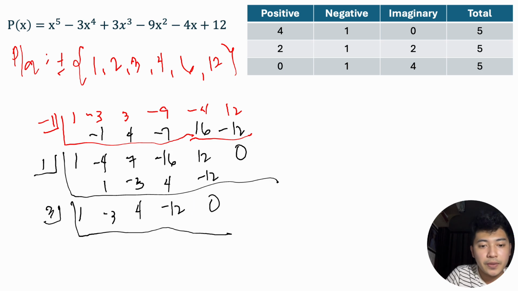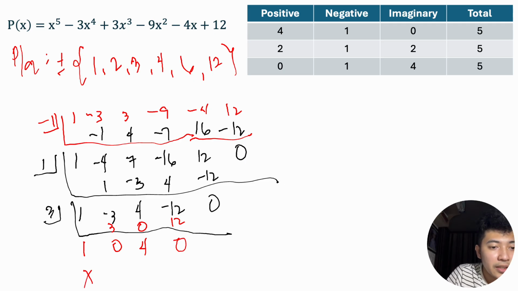Okay, let's test for positive 3. So bring down 1. 1 times 3 is 3. Negative 3 plus 3 is 0. 0 times 3, 0. 4 plus 0 is 4. 4 times 3 is 12. Negative 12 plus 12 is 0.